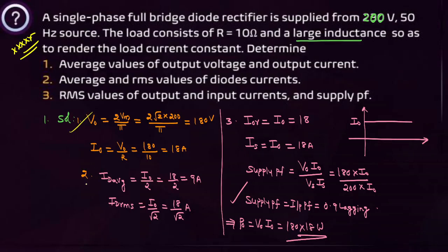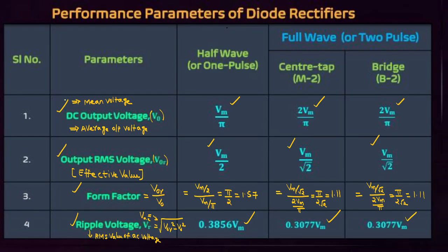What is the average output voltage? What is the average output current? What is the average diode current? RMS diode current? RMS output current? RMS source current? Supply power factor? Output power? Any of these questions we can expect in the GATE exam. Then what are the different performance parameters of a diode rectifier? These are the final conclusion points with respect to each rectifier, with some important formulas also.